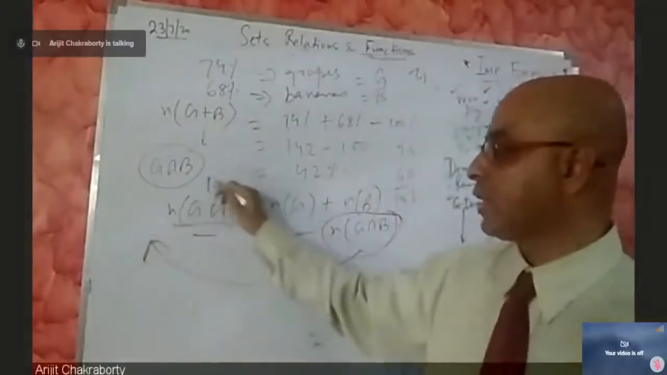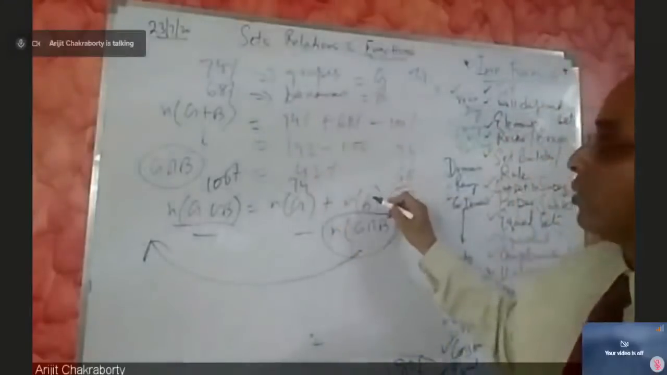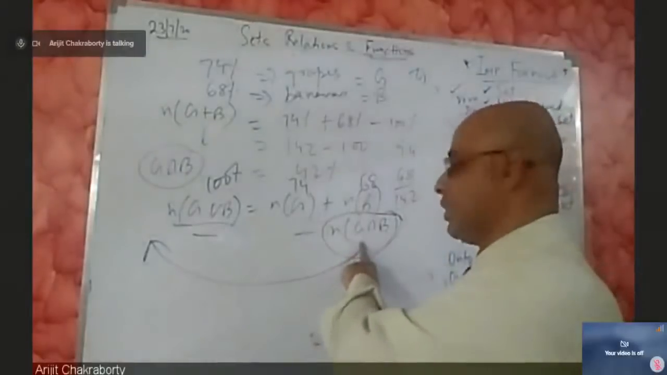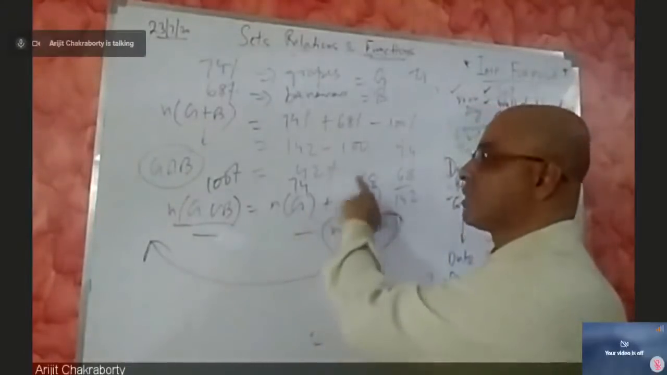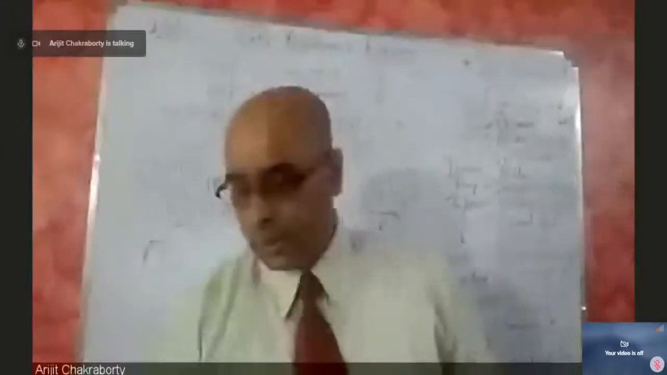Now G union B is 100. We know G is 74 and B is 68. So you can easily find out what is the amount of G intersection B. 74 plus 68 minus 100. Okay.